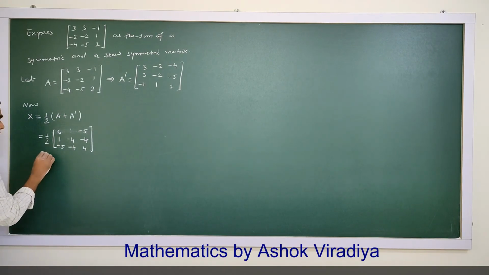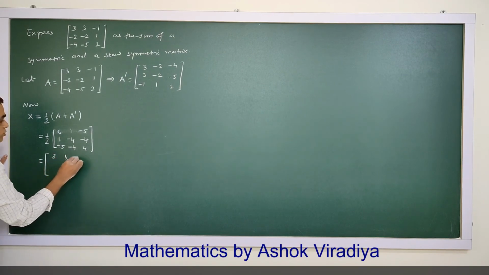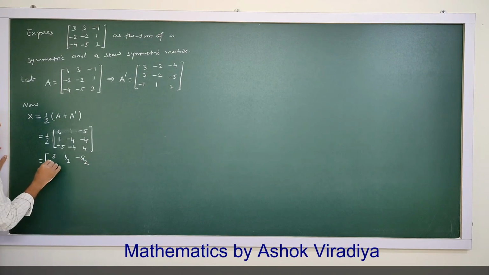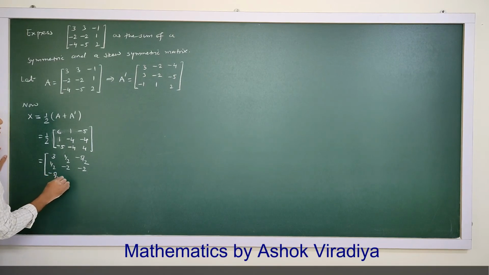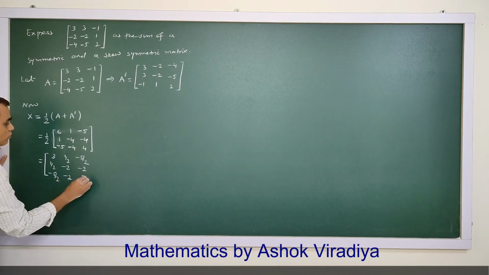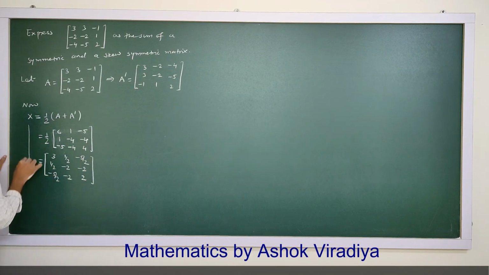Now multiplying 1 by 2 inside, this will be 3, 1 by 2, minus 5 by 2, 1 by 2, minus 2, minus 2, minus 5 by 2, minus 2, 2. So this is x.